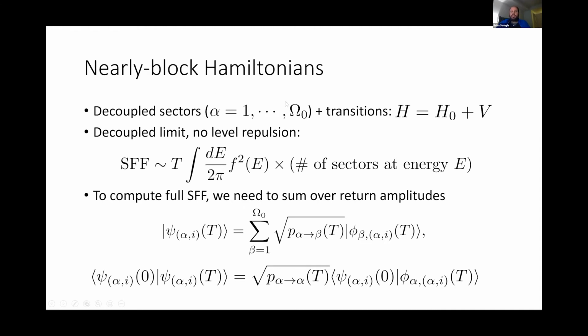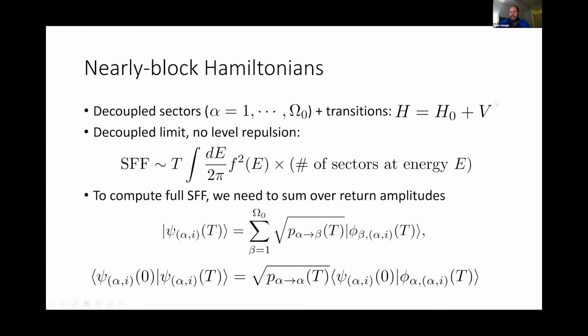Let's have a bunch of sectors, labeled by alpha from 1 to omega naught. Omega naught is maybe a very large number, like e to the n. The Hamiltonian is something which is block diagonal between the sectors, that's h naught, and some perturbation V. And we want to know the spectral properties of this whole thing in terms of this block structure.